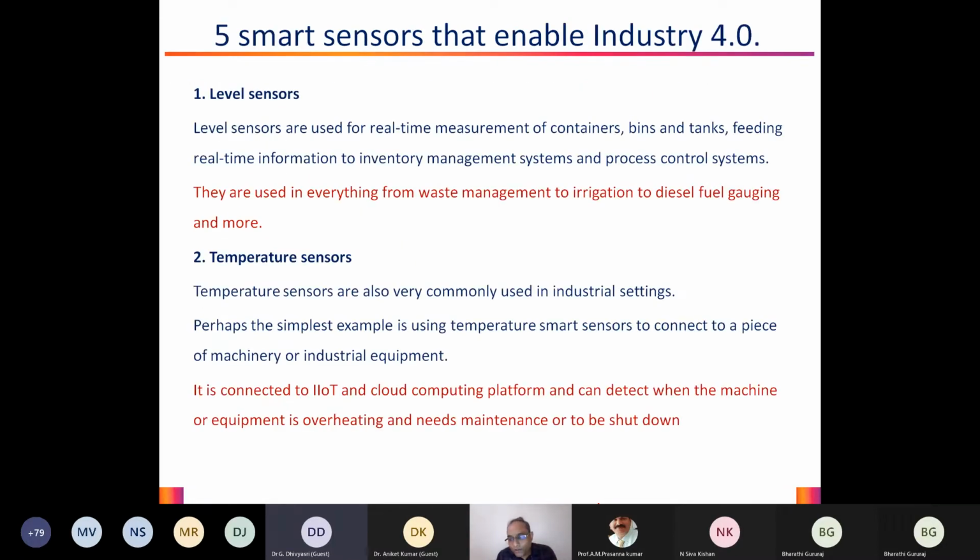If I have to give you five smart sensors that find wide usage in Industry 4.0, the first is level sensors, which are used to measure the level of containers, bins, and tanks, feeding real-time information to inventory management. These level sensors are of very good use. In fact, they are also used in waste management, irrigation, diesel fuel gauging, and more.